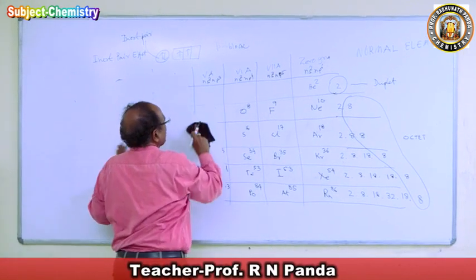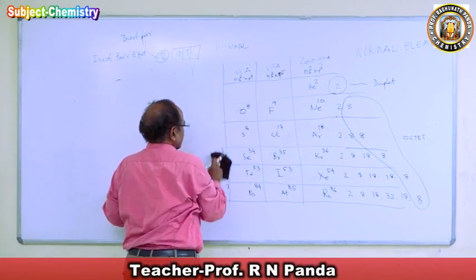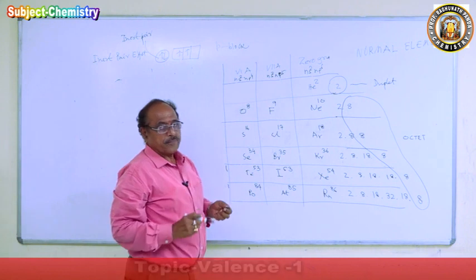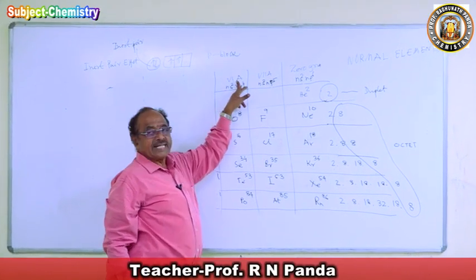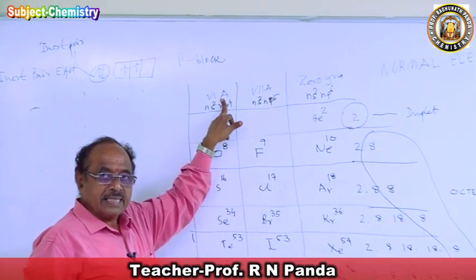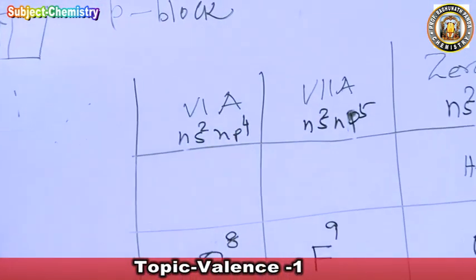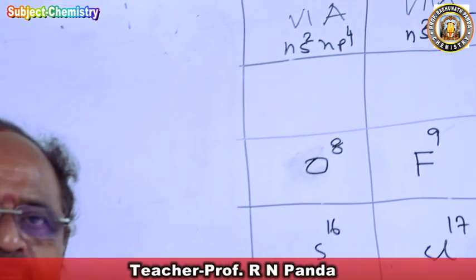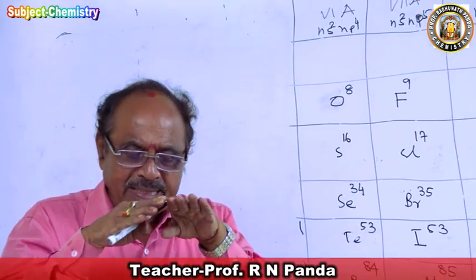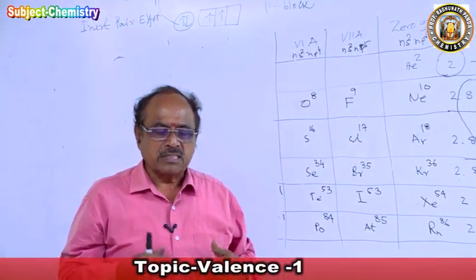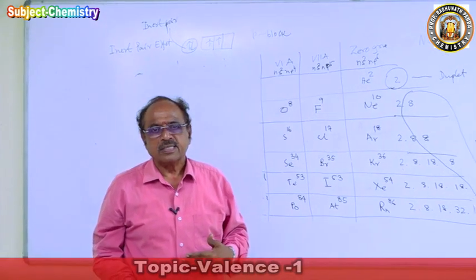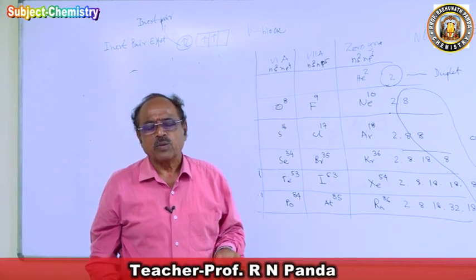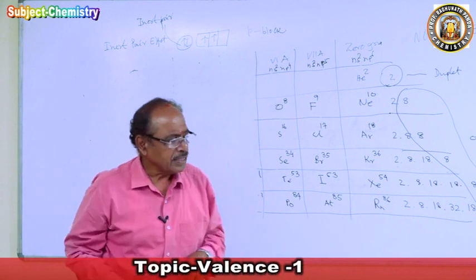Now I'll come to the next group, group 6A of the periodic table. How many electrons do these elements have? 6 electrons. The group number indicates the number of electrons present in the outermost shell. The elements present in a group exhibit similar physical and chemical properties. Their properties change systematically down the group. If they are increasing, they will go on increasing; if they are decreasing, they will go on decreasing.